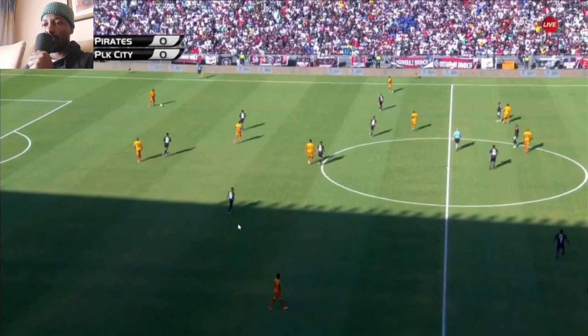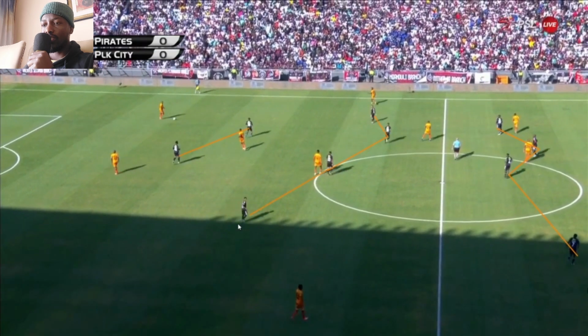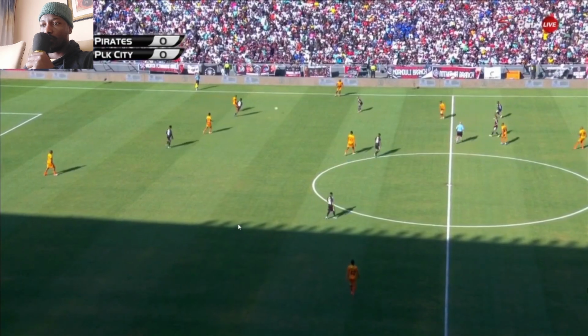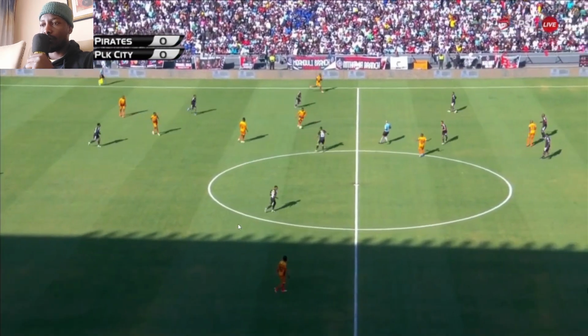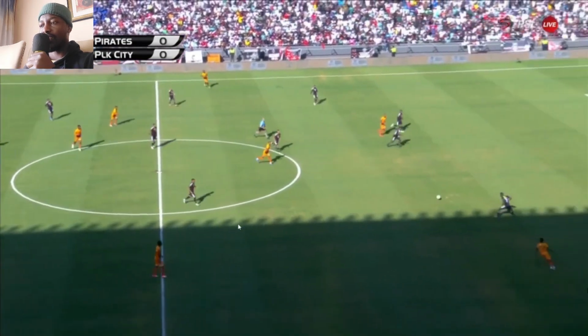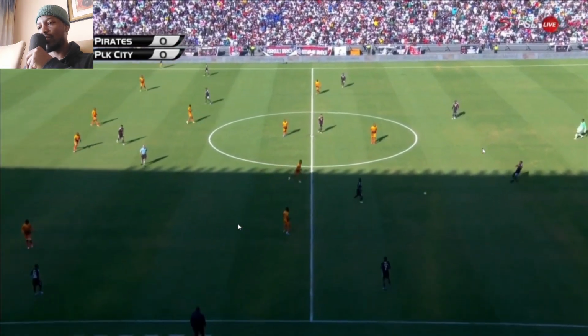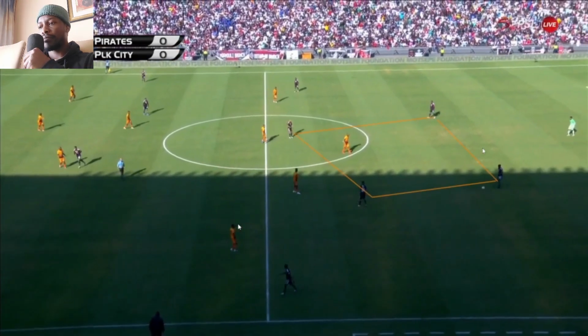So here we're looking at the defensive structure of Pirates. You can see it's a 4-4-2, and Patrick Maswanganyi joins Radiopane to make the two strikers so that they can defend. Plus, we can see here Polokwane manages to find space. It's just that the quality was not there. That's why they couldn't take advantage of Pirates.